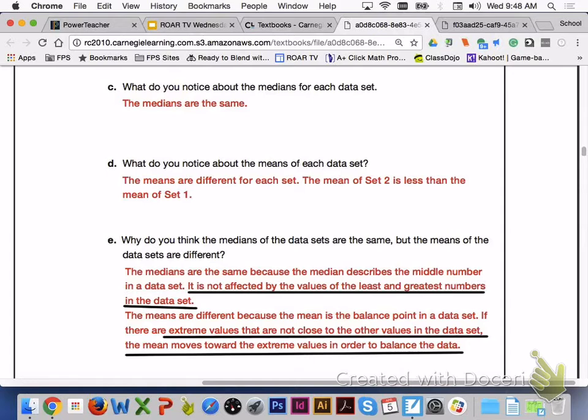The means are different because the mean is the balance point in a data set. If there are extreme values that are not close to the other values in the data set, the mean moves toward that extreme value in order to balance the data.